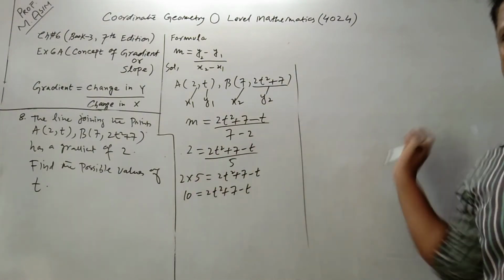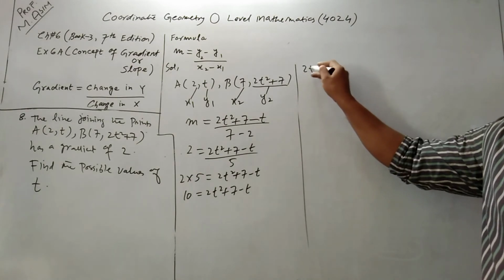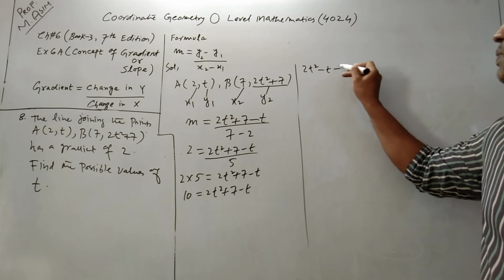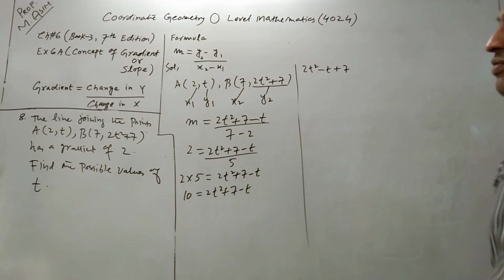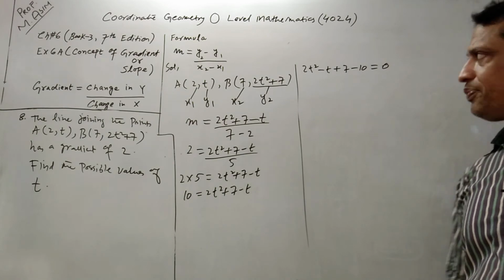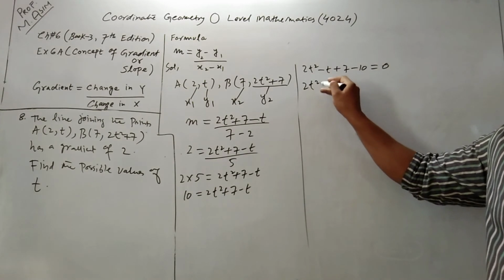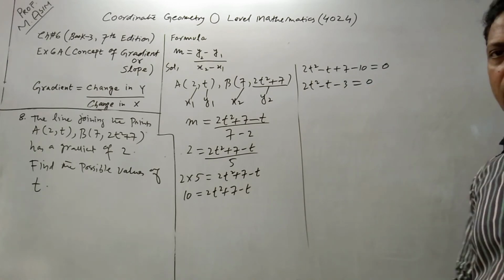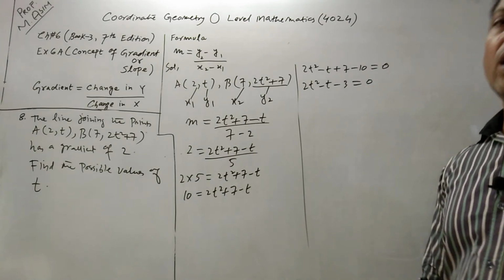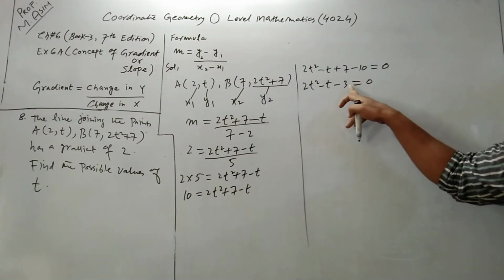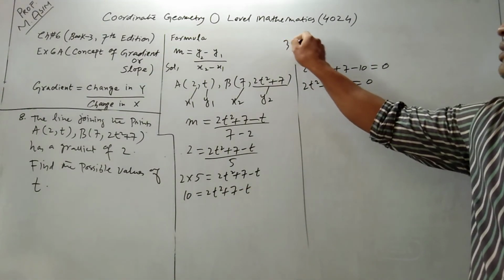Shift this 10 to the right hand side. 2t square minus t first, plus 7, and this 10 becomes minus 10. What is left over on the other side? 0. So 2t square minus t, 10 minus 7 is minus 3, equals 0. Again this is your quadratic equation. It must have two solutions. So 3 2s are 6.